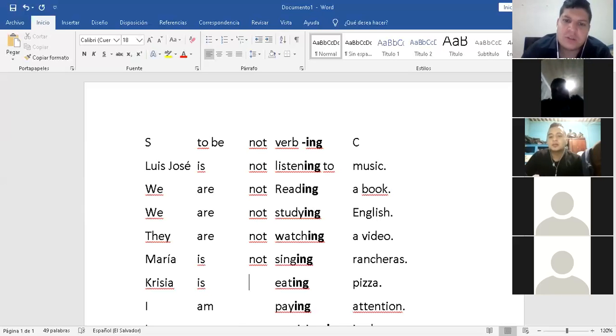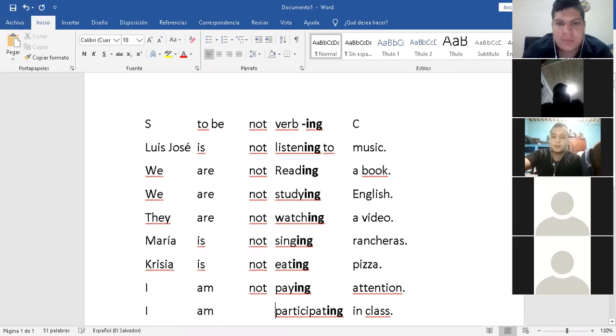Good. Crisia no está comiendo pizza. Crisia is not eating pizza. Eating. No estoy poniendo atención. I am not paying attention. Ahorita todavía no he contraído esto porque quiero que lo vean bien por motivos de estructura. Sujeto, verbo to be, el complemento.